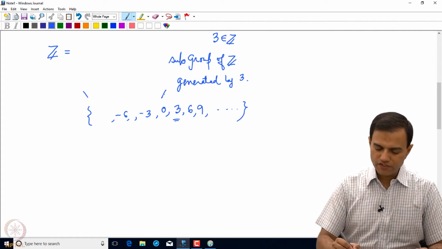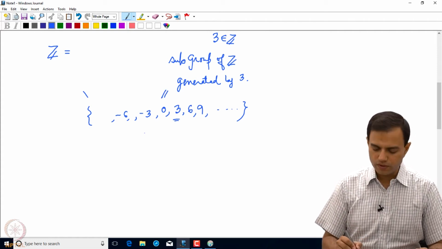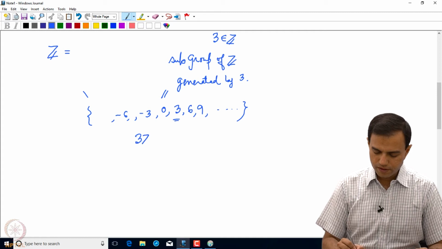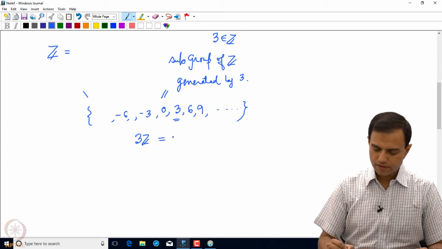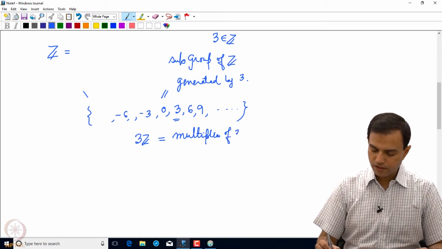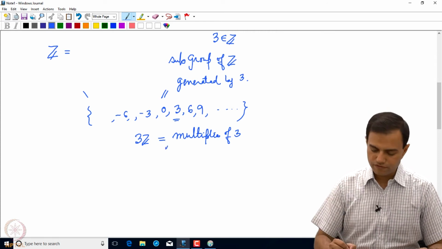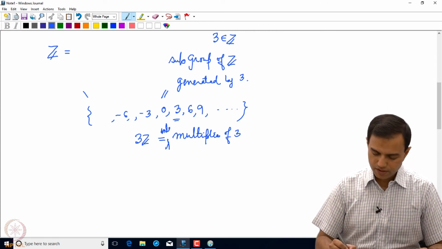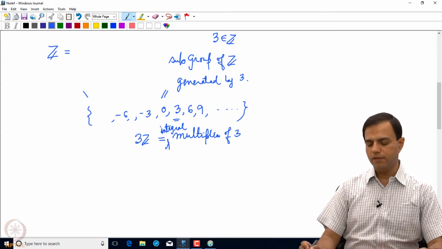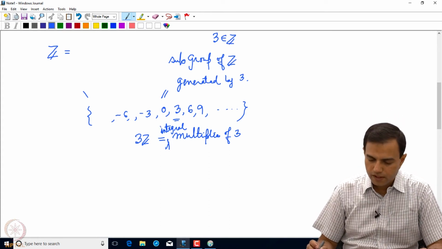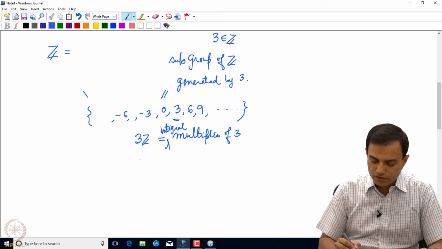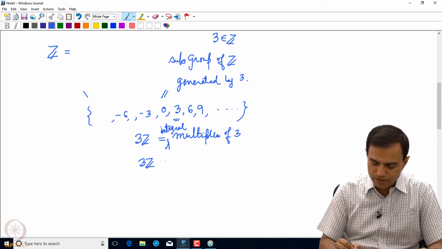So the subgroup of Z which is generated by 3 eventually turns out to be multiples of 3, integral multiples of 3. These are integral multiples of 3. So 3Z, integral multiples of 3, that is just a subset of Z.